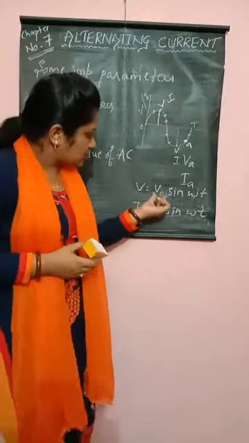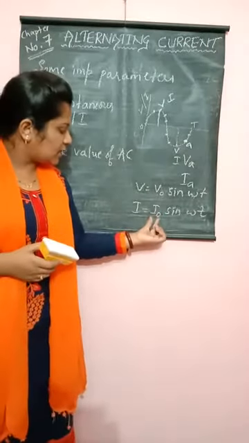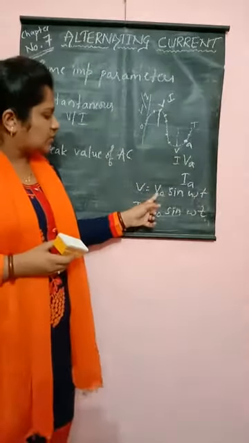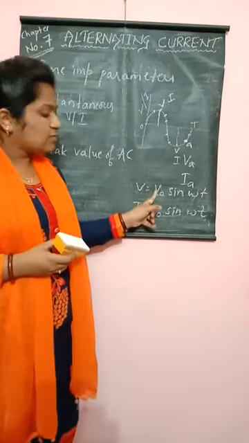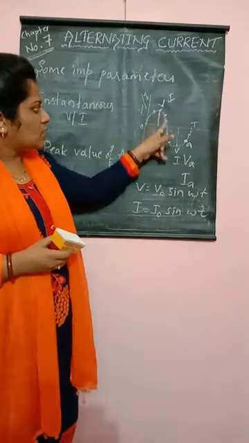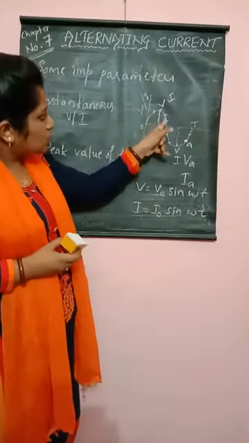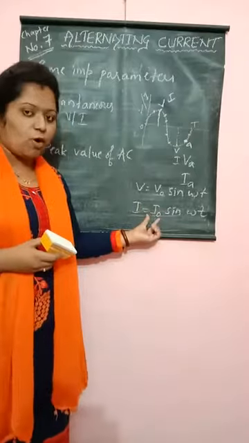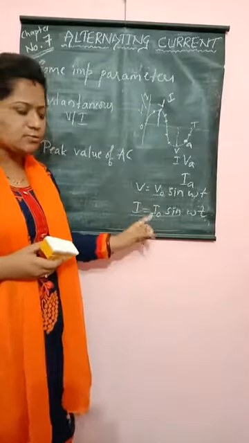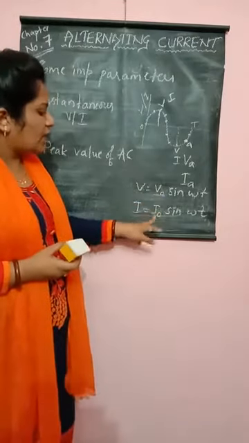In these equations, V naught and I naught represent the peak values of voltage and current respectively. V naught is the peak value of voltage of AC: the maximum value of alternating voltage at both the half cycles. I naught is the maximum value of alternating current at both the half cycles. Understood? So these are the instantaneous values of AC, and these are the peak values of AC.